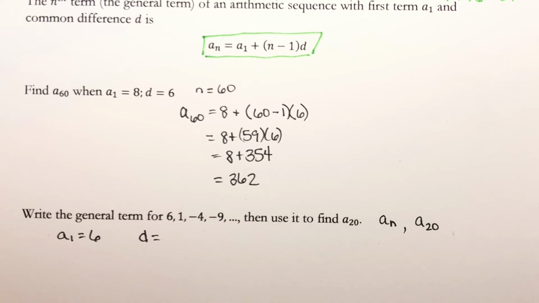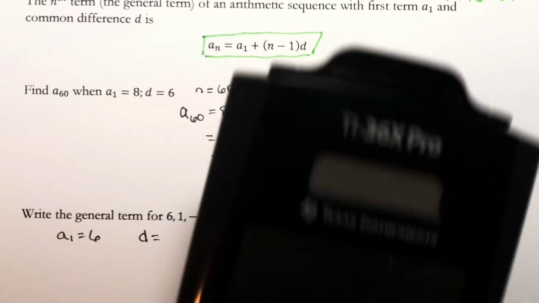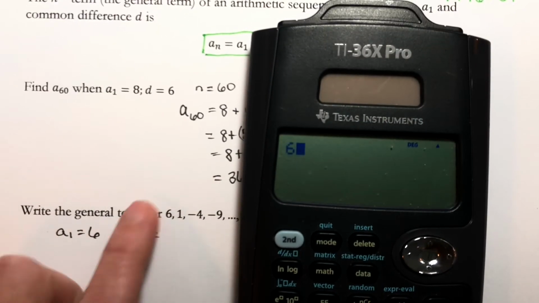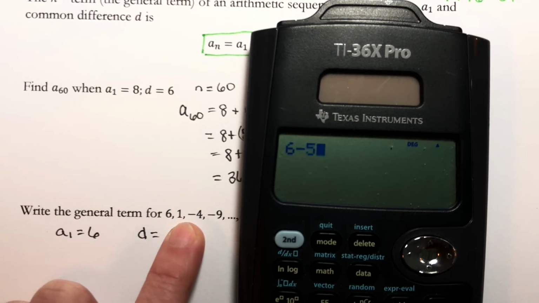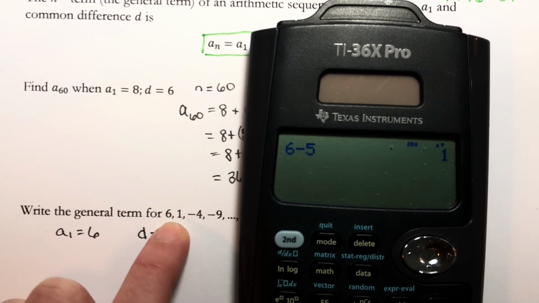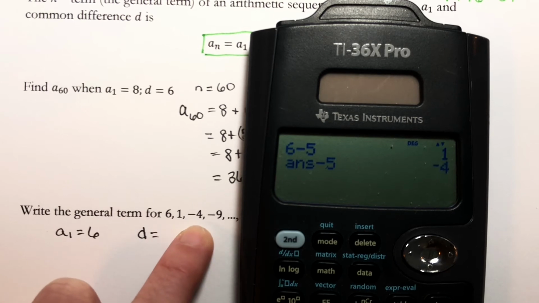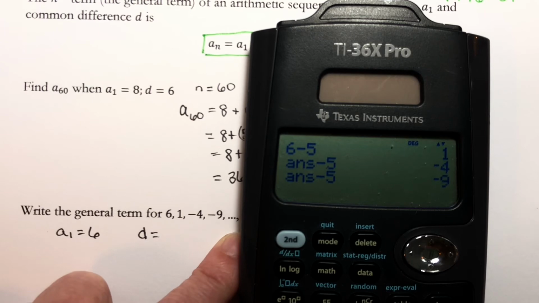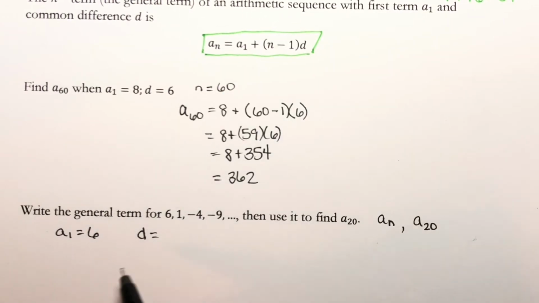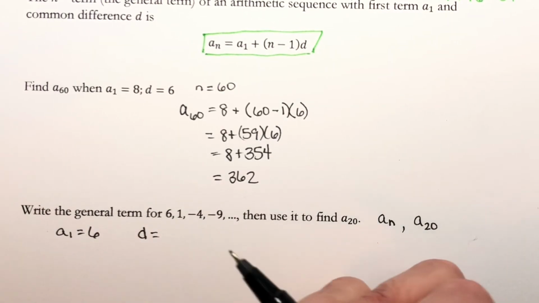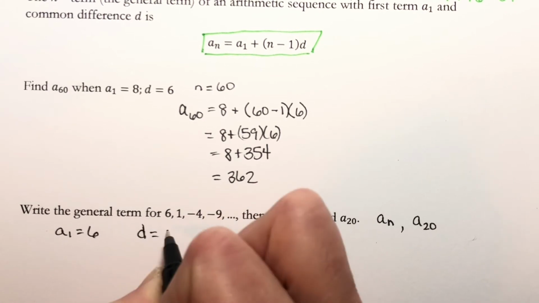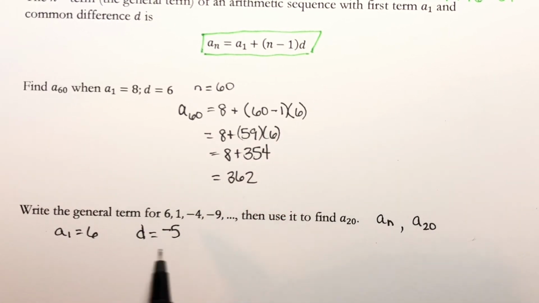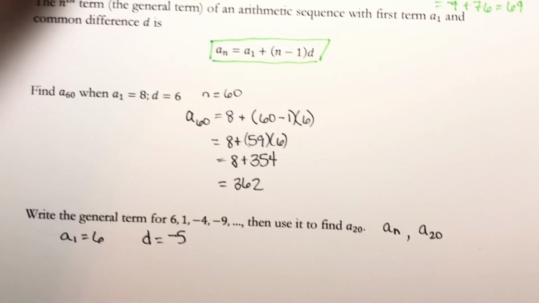Let's just use our calculators to make sure that this is working, okay? To get from here to here, I subtract 5. Let's see if that continues. I have 1. Subtract 5 again, it gives me -4. Subtract 5 again, you get -9. So that's what's going on every time, right? So what we're doing is we're subtracting 5 every time, so we say that our D is -5. Technically, we're adding -5 every time.